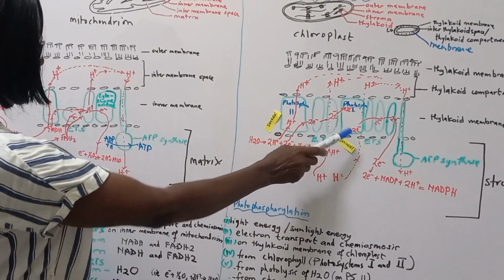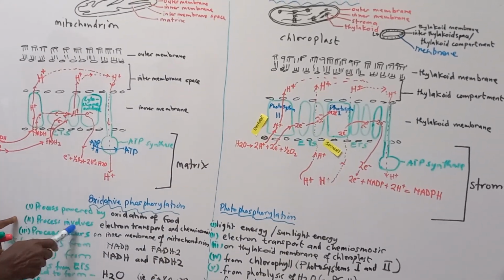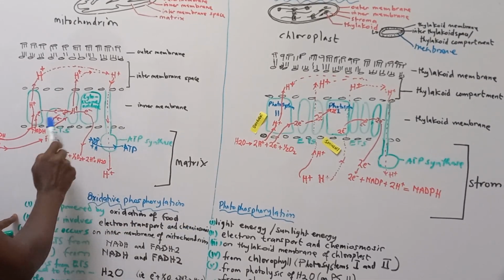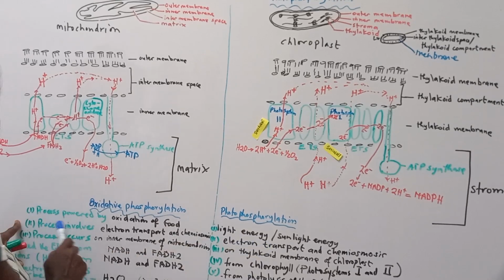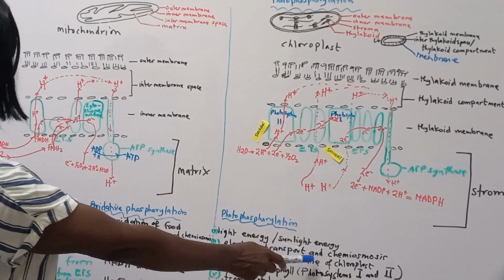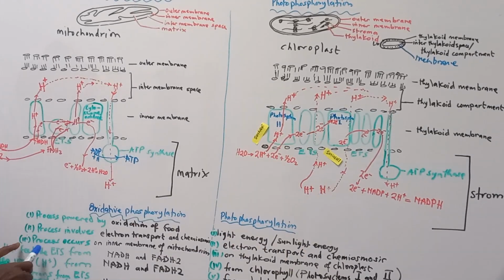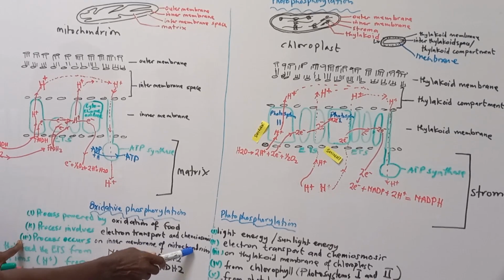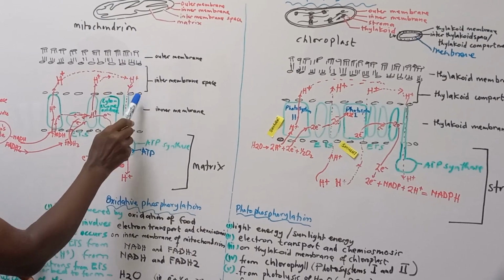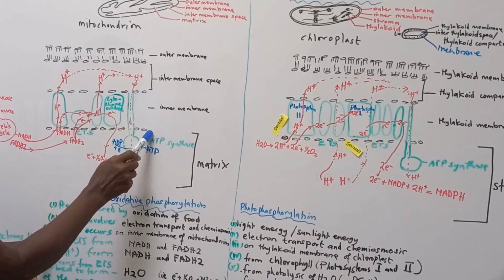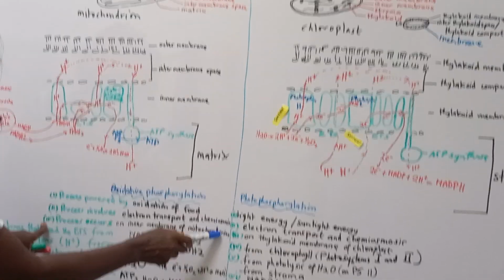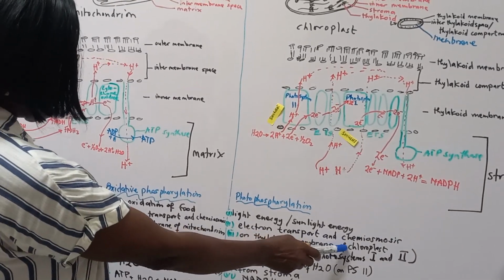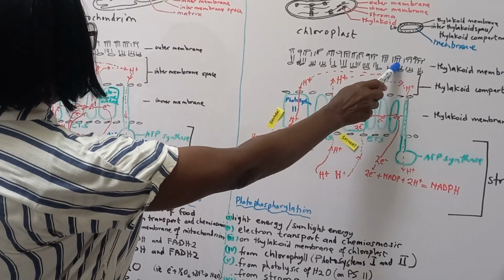Sunlight hitting the photosystems. Here, the process involves electron transport and chemiosmosis. The same thing happens here. The process involves electron transport and chemiosmosis. Well, the process occurs on the inner membrane of the mitochondrion. This is the outer membrane. This is the inner membrane of the mitochondrion. The process occurs in there. And in the same way, the process occurs in the thylakoid membrane of the chloroplast.